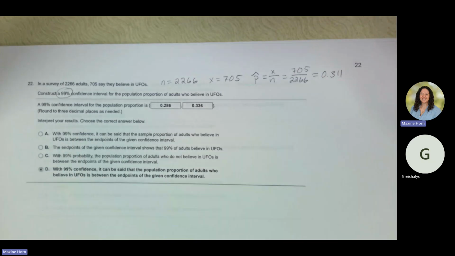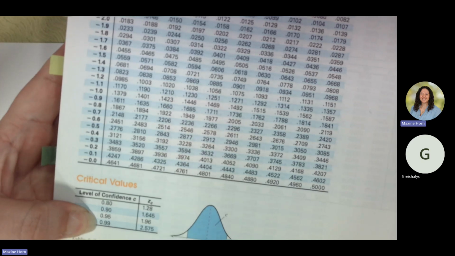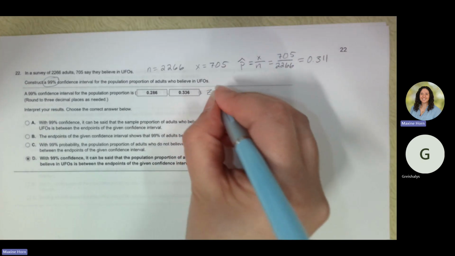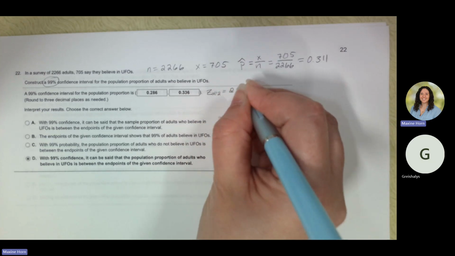They want a confidence level of 99%. Let's look at the table. The table gave us a confidence level of 99%. The corresponding z-score, the critical value, is 2.575. So I'm going to do this. Yeah, let's do this over here. My z alpha halves is, what was that again? 2.575. Okay, found my z alpha halves by looking at the table.